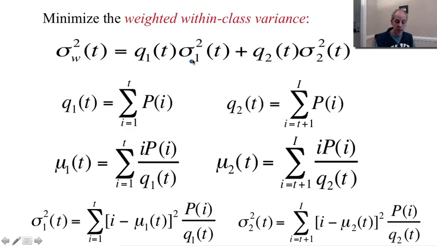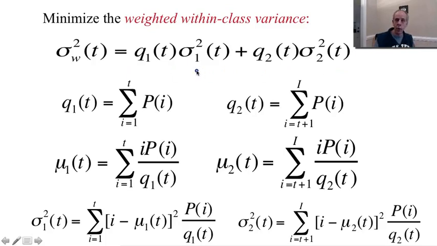Once again, this measurement basically gives us the compactness of the classes. If we put the threshold in the wrong place, there's going to be large variance for one of the classes, and we don't want that. So that's what we need to optimize. That's what Otsu's algorithm does.